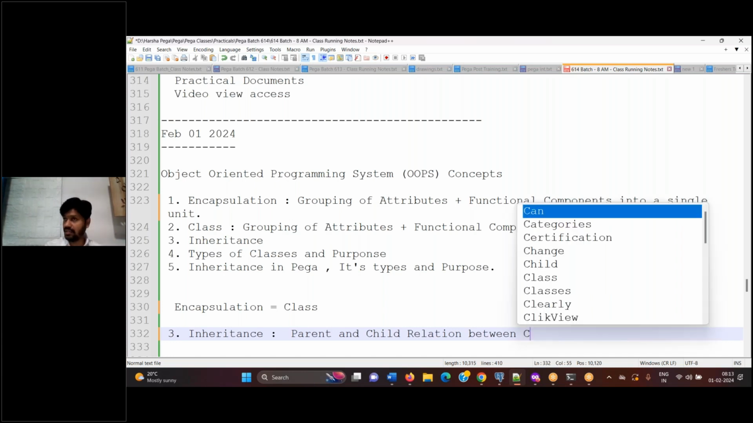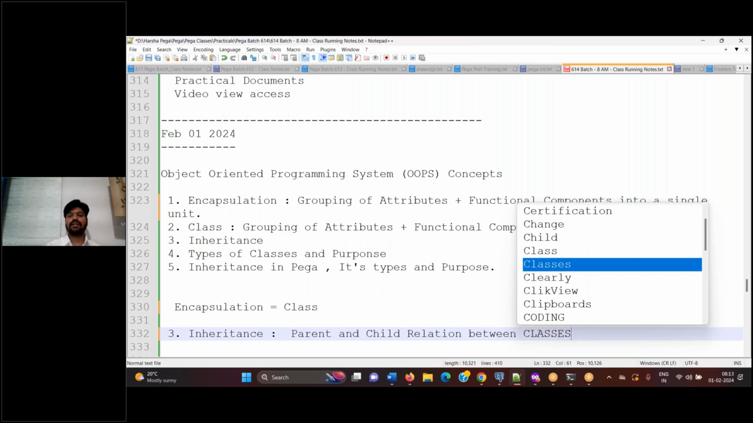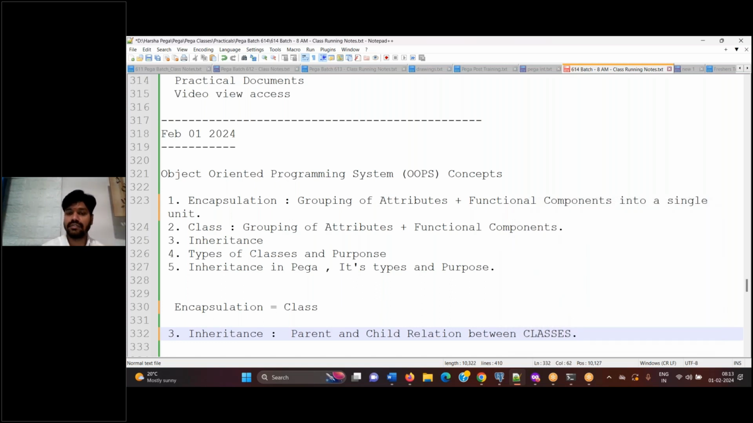So inheritance is a relation defined between classes. It's a relation defined between classes. You call it parent and child relation. You call it parent and child. Okay, look at here now.